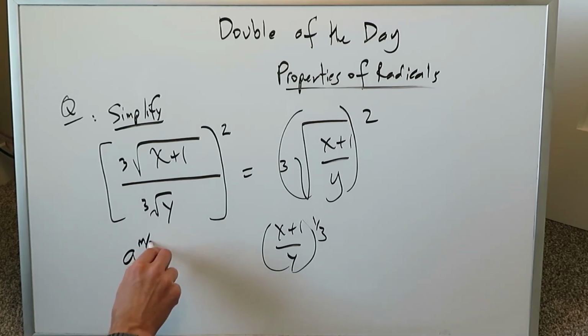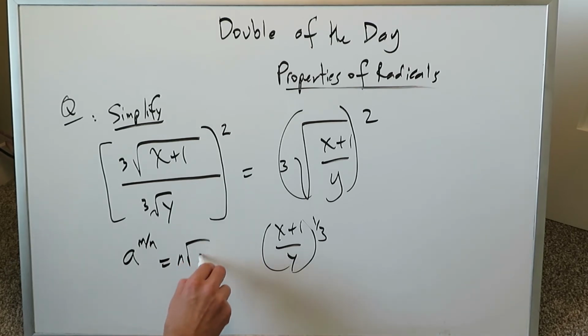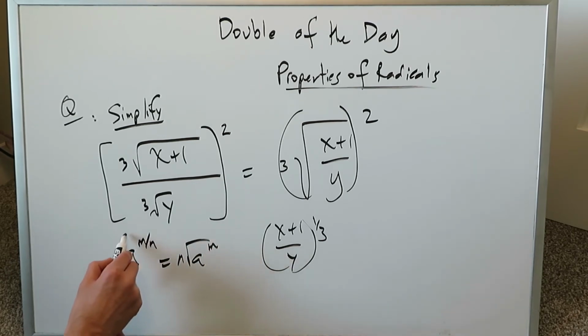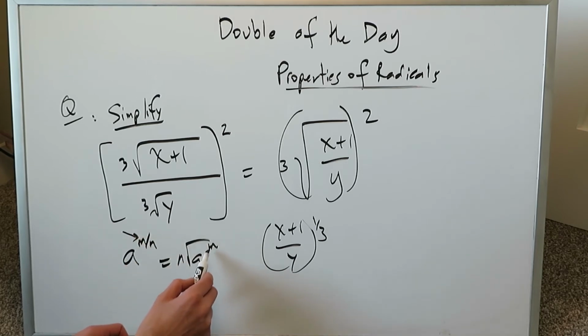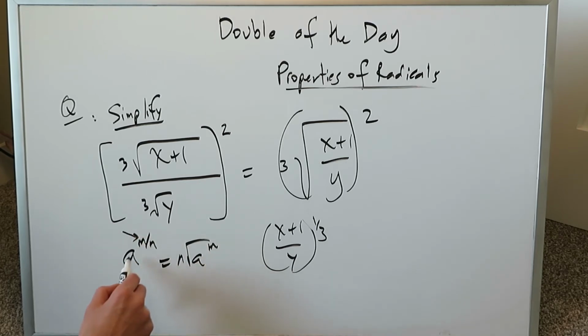A to the power of m over n, a fraction exponent, is the same thing as the nth root of A to the m. The numerator of this fraction serves as the exponent of your base. This right here is my base A. The denominator of that fraction serves as the index. And that's exactly what we're seeing over here.